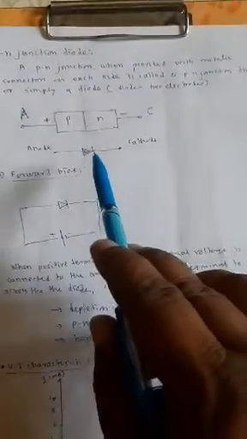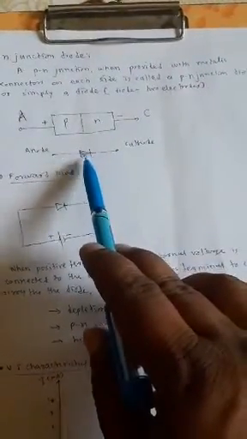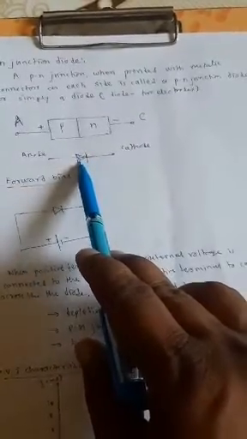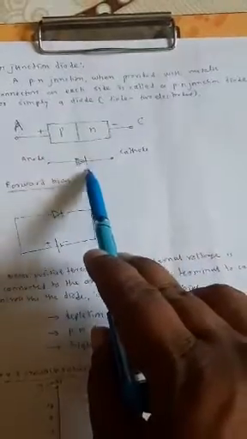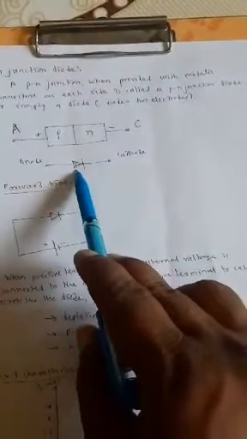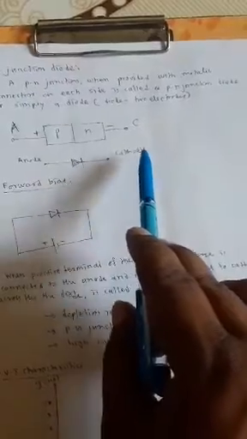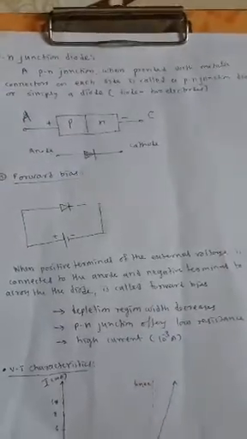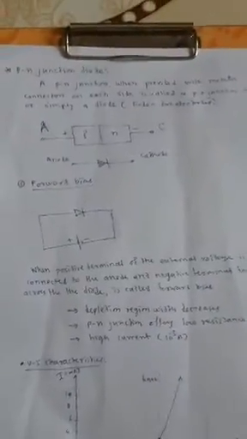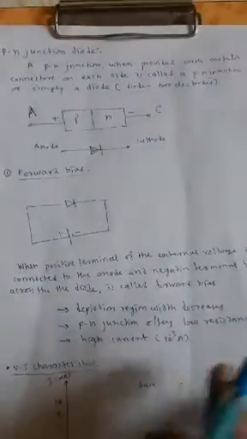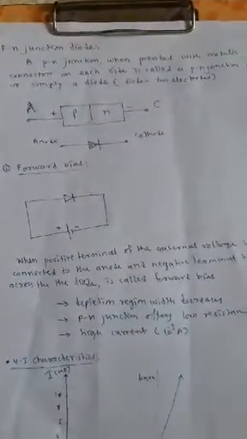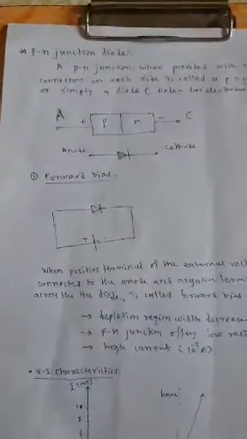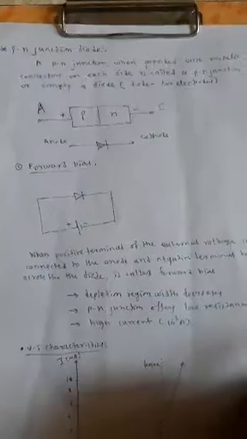And this is the symbol of diode. The symbol consists of one arrowhead and another is bar. The arrowhead represents the P region and the bar represents the N region. Means arrowhead is anode and bar is cathode. And the direction of arrowhead shows the direction of electric current in forward bias. Now we are going to discuss the forward bias and reverse bias characteristics of PN junction diode.